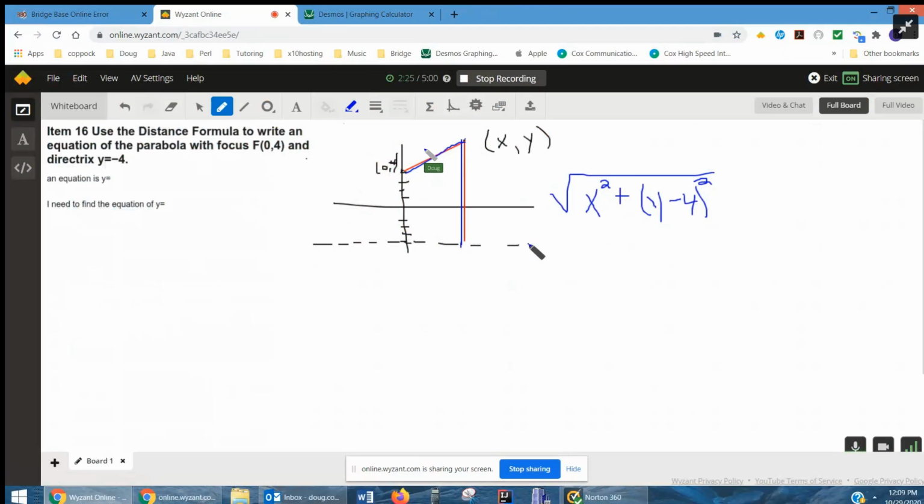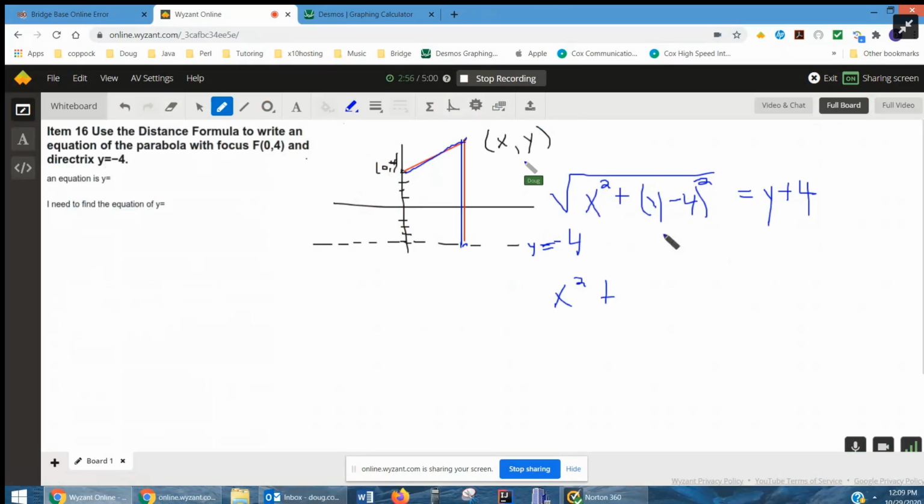Well, this is the line y = -4. So as observed earlier, the distance between this point and this line is a perpendicular distance, which would be y minus -4. So this distance must be y minus -4, or y + 4. So we got a radical equation. Square both sides, which will remove the radical over here.